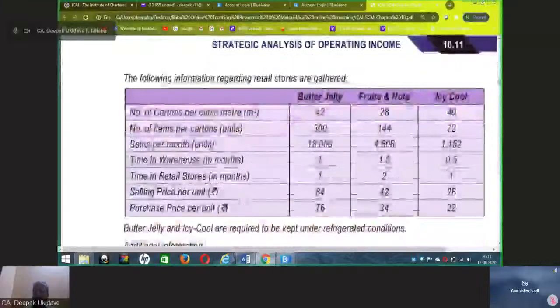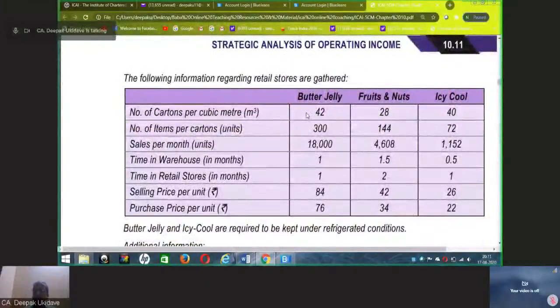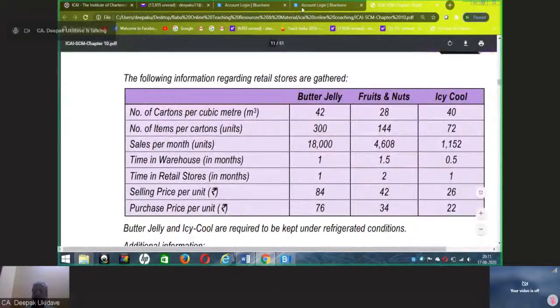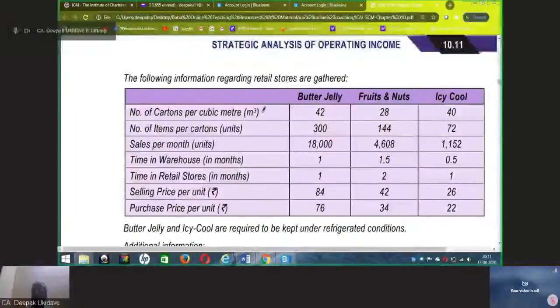Retail stores are gathered. Number of cartons per cubic meter: 42, 28 and 40. We will read this slowly so that it is easy for you to register what is given. Number of cartons per cubic meter. Number of items per carton in units given: 300, 144 and so on. Sales per month in units are given: 18,000 and so on.